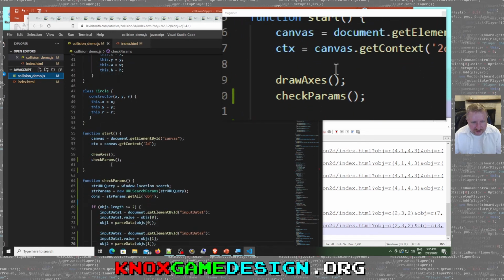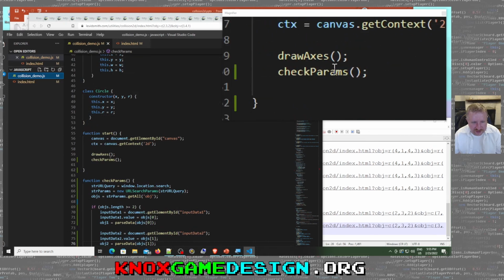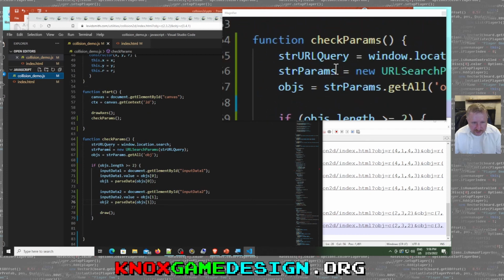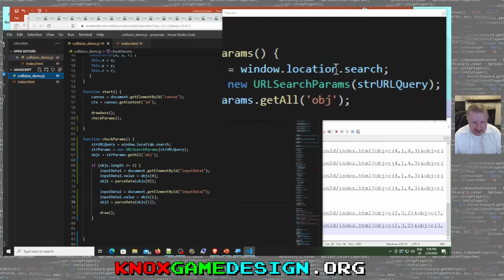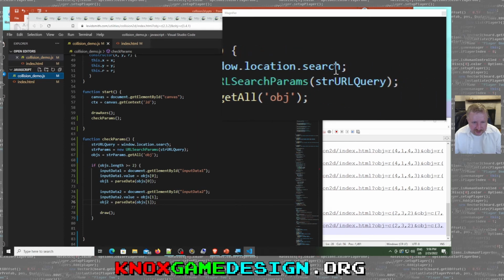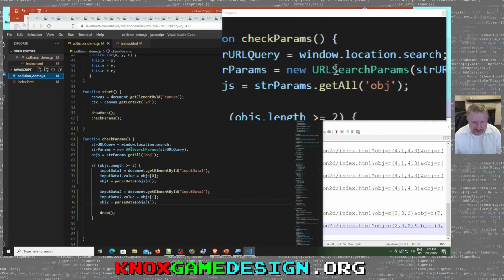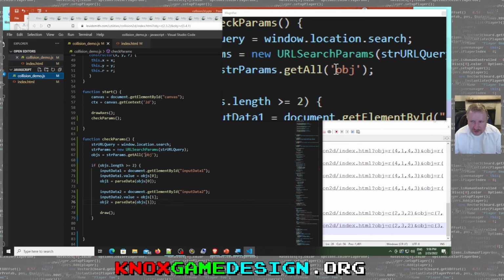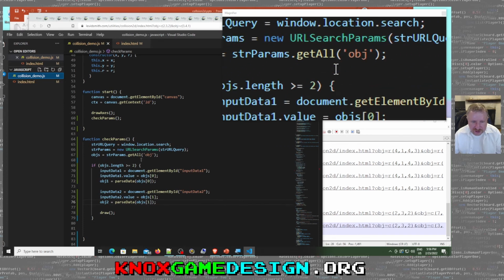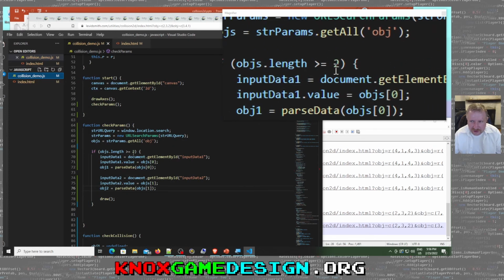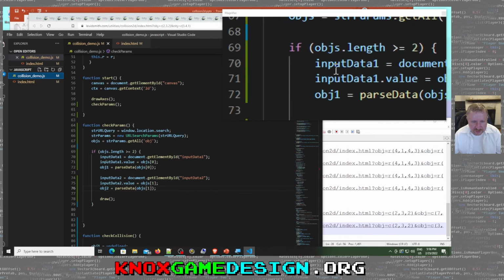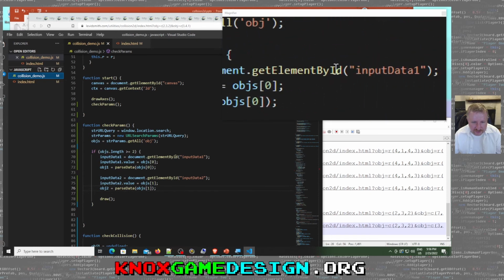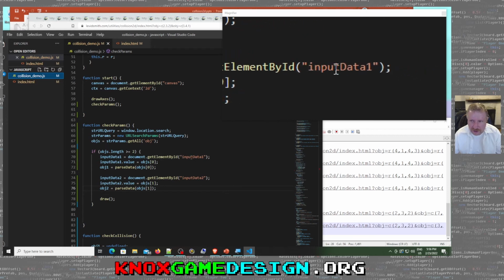The start gets called when it's loaded up, so it's going to check the parameters. If you specified any parameters within the URL, that's done right here. It gets the parameters using window location search, and then it parses those out using URL search params. Then get all that are defined by OBJ. So if you got two shapes passed in on the command line as parameters, then we're going to get those values, input data 1 and input data 2, by using document get element by ID input data.